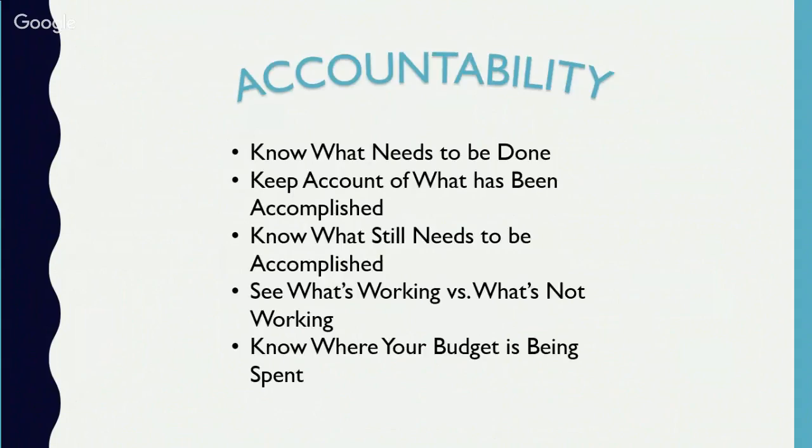Accountability. You know what needs to be done. You're going to keep account of what has been accomplished. So then you see that you're actually doing something. You're moving forward and things are getting better and you are achieving success. You'll know what still needs to be accomplished. You have your plan in front of you, so you know that this month you might be focused on one thing and next month we have something new to focus on. So we always know what still needs to be accomplished and what's coming up ahead.